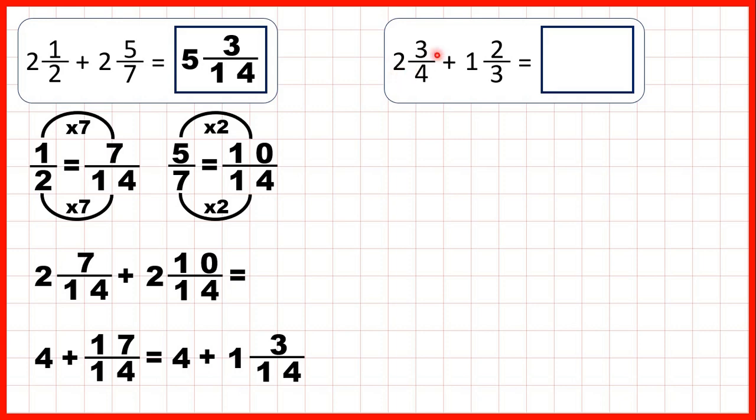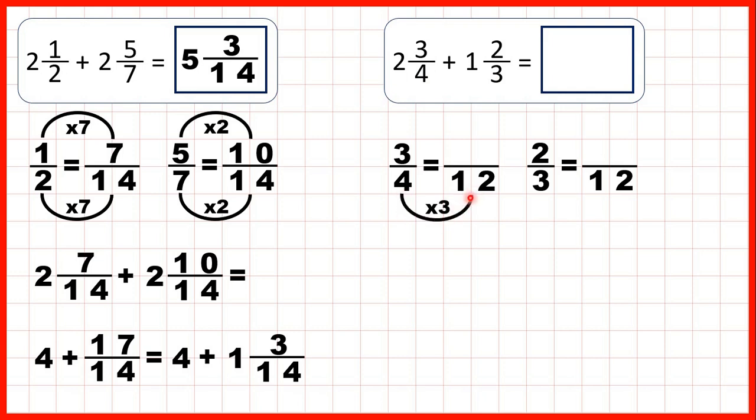Now we have 2 and 3/4 plus 1 and 2/3. We need the denominators to be the same, and 12 is in both the 4 and the 3 times table. 12 is the lowest common multiple of 4 and 3, so we can find equivalent fractions with a denominator of 12. 4 times 3 is 12, and 3 times 3 is 9. 3 times 4 is 12, and 2 times 4 is 8.